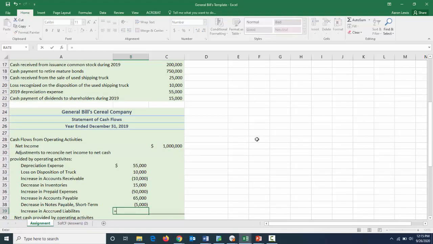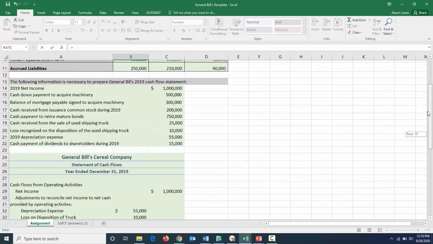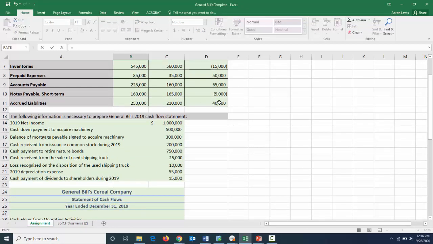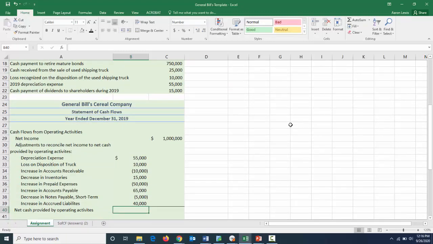And then lastly, we had an increase in accrued liabilities. And accrued liabilities increased by $40,000. And if our accrued liabilities increase, that means we have more stuff that we owe for that we didn't actually spend cash to pay for. So our cash flow has to be increasing. After you've gone through your depreciation, any gains and losses, all the changes in your non-cash current asset accounts, and all the changes in your current liabilities, you're going to sum up the total of your adjustments.